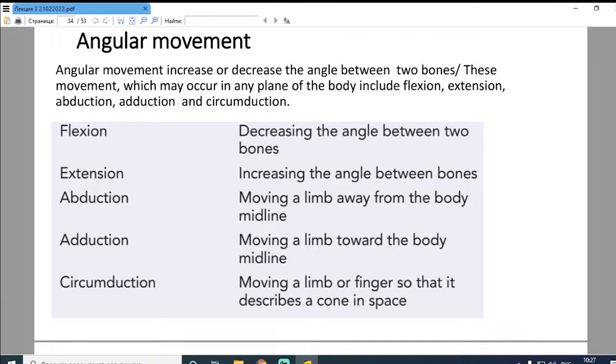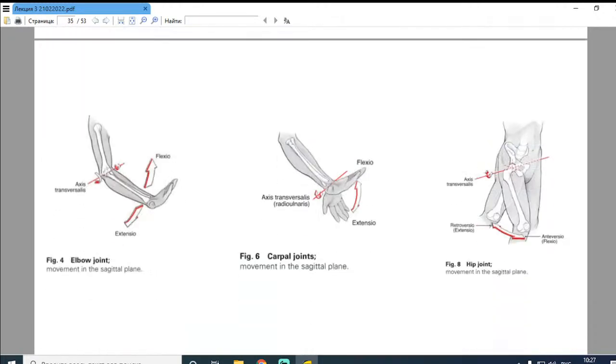Angular movement. For example, movement at the elbow joint, axis transversalis. This is extensio or flexio. Carpal joint: flexio, extensio. And hip joint, axis transversalis. This is flexio, extensio. This type of movement is in the sagittal plane.